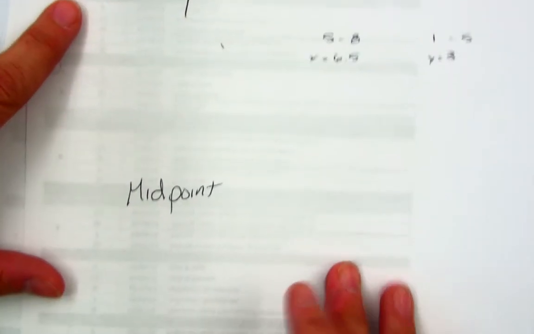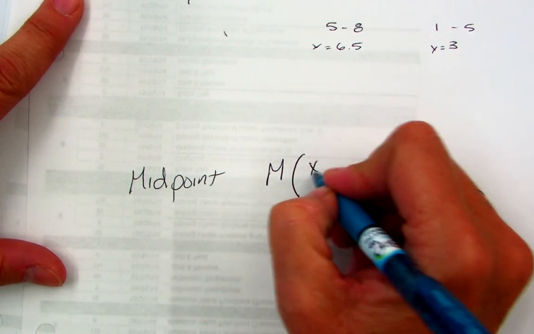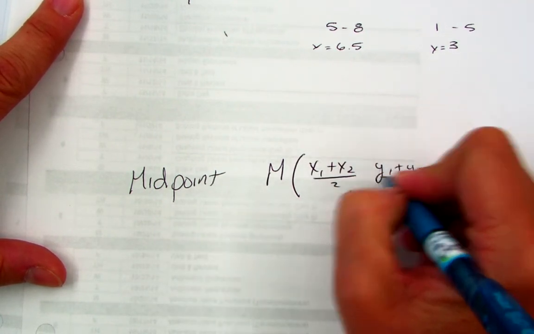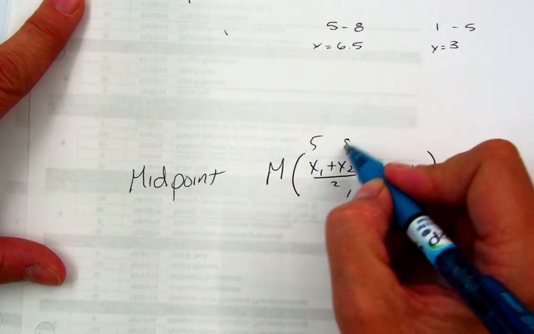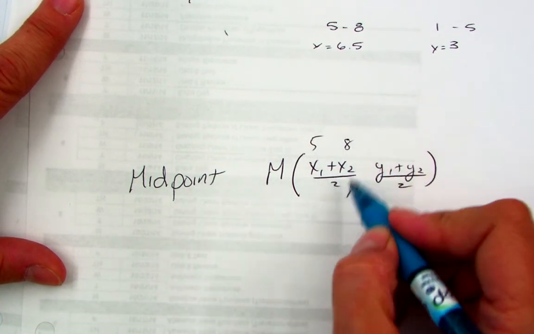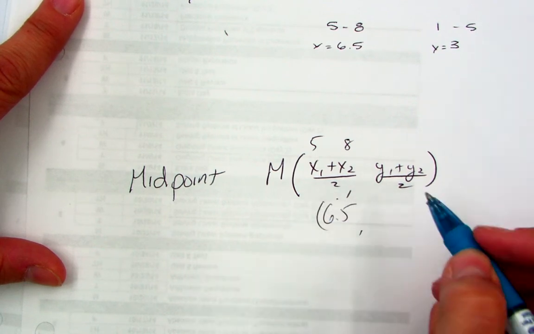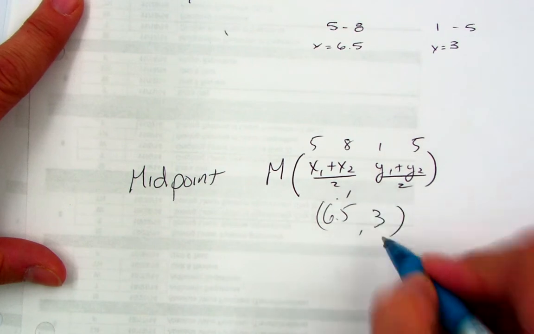Midpoint. Let's see if I can even remember the midpoint. So what was the first x value? A 5. This was an 8. That happens to be 13 cut in half. Isn't that 6.5? This is the average of the two. And so the y's was a 1 and a 5. You add up a 6, it's a 3.